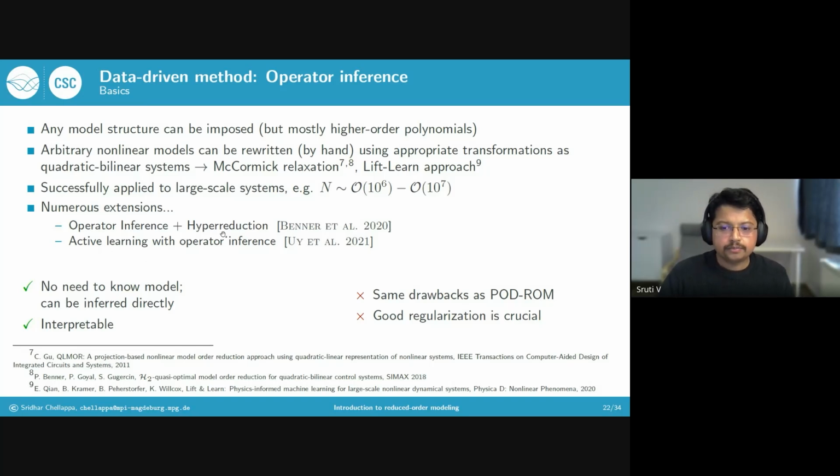Just to summarize the pluses and the minuses. The plus is, of course, that you don't need the model anymore, and the results are interpretable because you are imposing the model yourself. The drawbacks are, of course, similar to what the POD-ROM suffers from, which is the need for a large amount of data, and also the regularization is quite important in this approach.